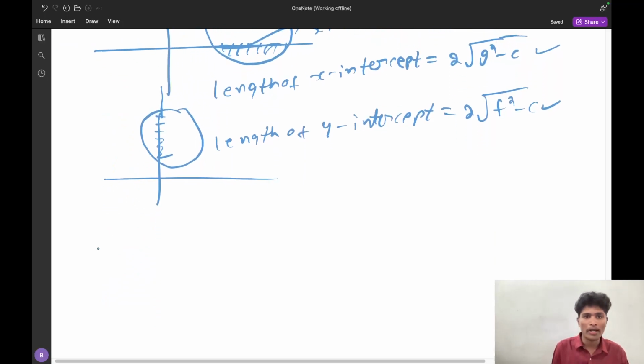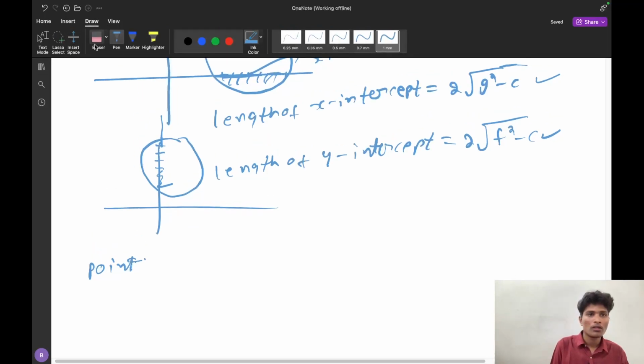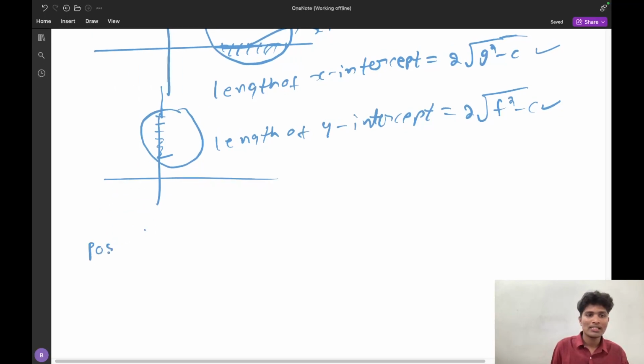Now, position of point, very important. This will repeat in circles, parabola, ellipse and hyperbola. You have to remember each and every concept which is discussed in circles. It will repeat in parabola, ellipse and hyperbola. So if you understand every concept, that is, what is the position of the point with respect to circle, you will understand what it is with respect to parabola. Same thing will be for hyperbola and ellipse. So now I am going to discuss the position of point.